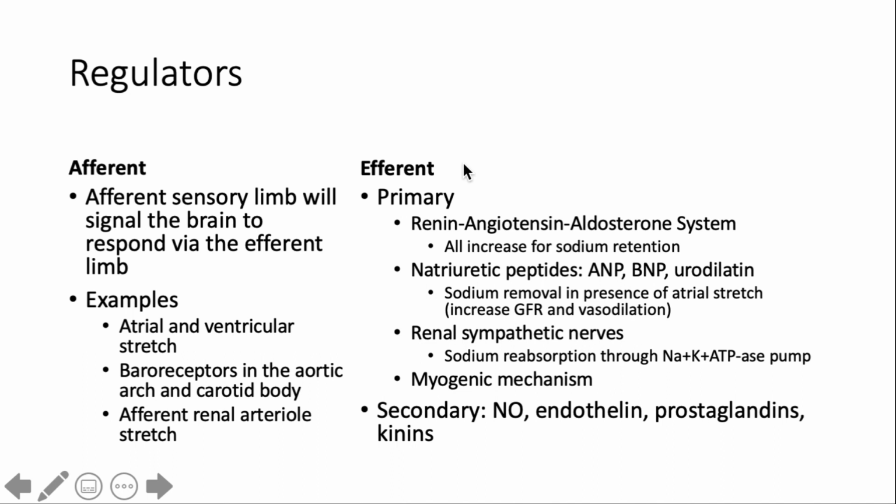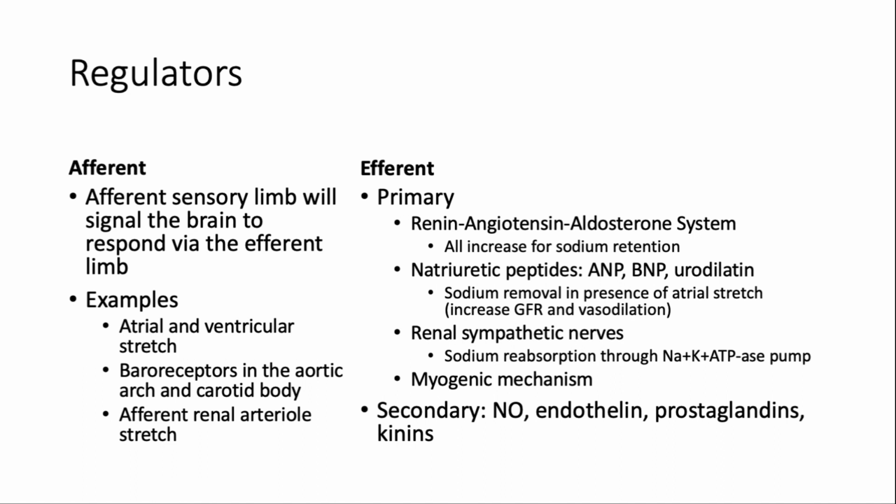Obviously, there has to be something regulating this. So we talked a little bit about ADH, but there are certain sensors in the brain that are going to tell our body what to release. So afferent regulators are going to be atrial stretch. So when the heart stretches too large, heart atria or ventricles, the body says, hey, we have a lot of fluid. We need to adjust it. There are baroreceptors in both the carotid bodies and the aortic arch that are determining how much stretch is on those vessels based on how much fluid they're holding, as well as the stretch on the afferent renal arteriole.